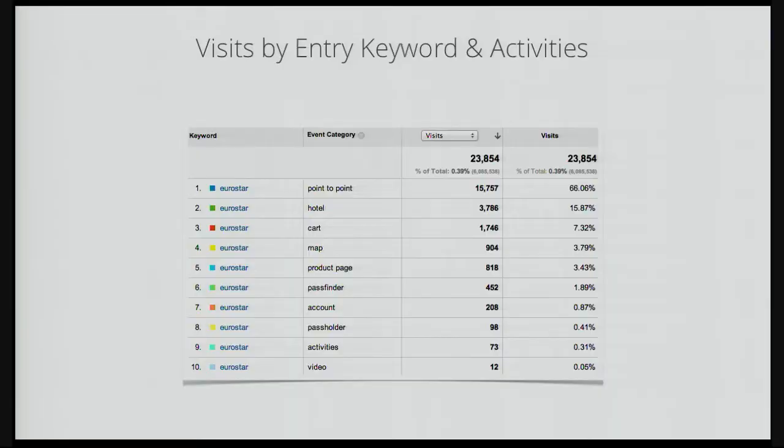Another example of how you can do this kind of analysis and look at two different attributes is you can look at the keyword that people typed in a search engine before they came to the site, and then what they actually did on the site.